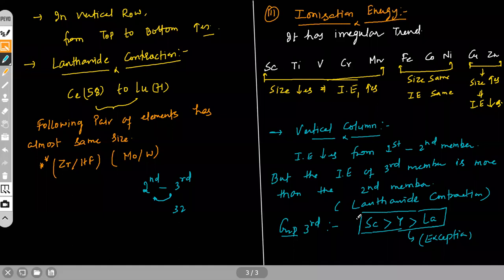I'll give you one general trend here. Like I said, when you consider only atomic size as you go down the group, what should the ionization energy be? As you go down the group, atomic size increases, so ionization energy should decrease if you are considering only atomic size. But that is not the only factor here. We have two, three more factors: lanthanide contraction, shielding effect, electronic repulsion. Many factors are there, so all these factors collectively give you a fixed order of ionization energy for various groups.